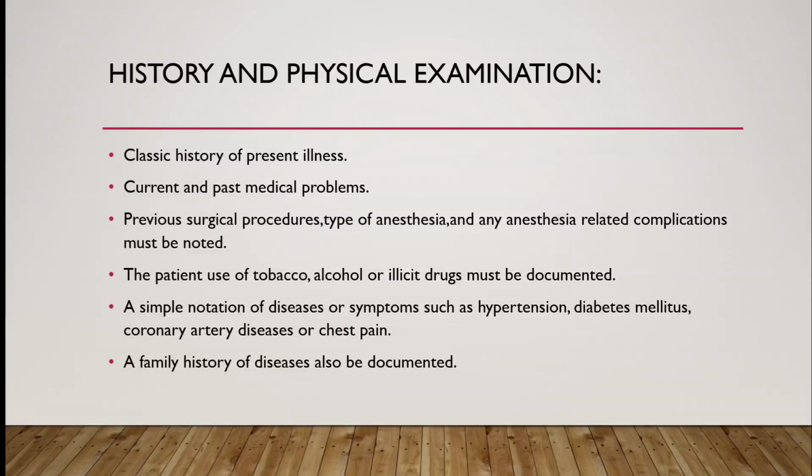Next, history and physical examination. First, we have to know the history of present illness, current and past medical problems, previous surgical procedures, type of anesthesia, and any anesthesia related complications must be noted. The patient's use of tobacco, alcohol, or drugs must be documented. A simple notation of diseases or symptoms such as hypertension, diabetes mellitus, coronary artery disease, or chest pain. A family history of diseases should also be documented.